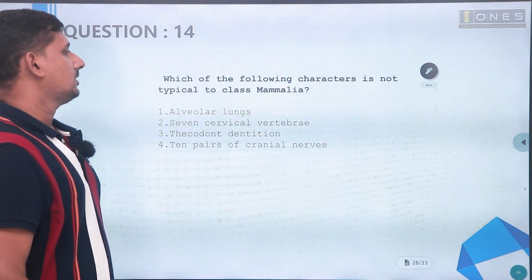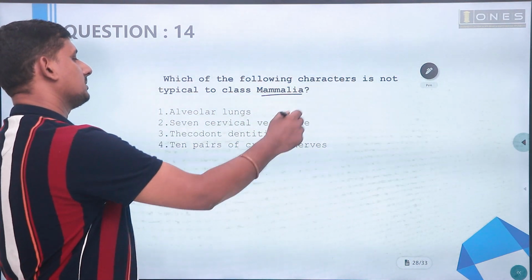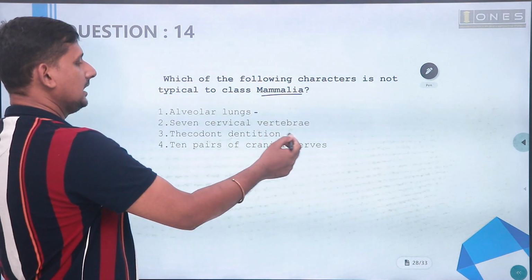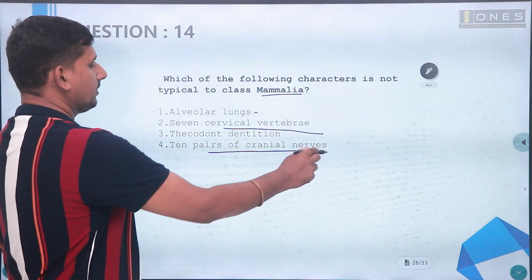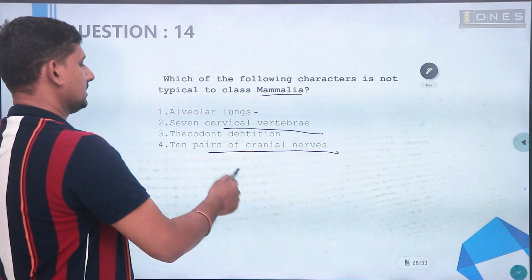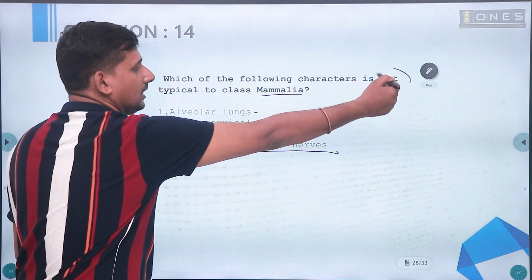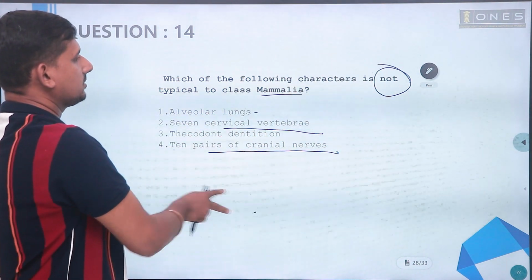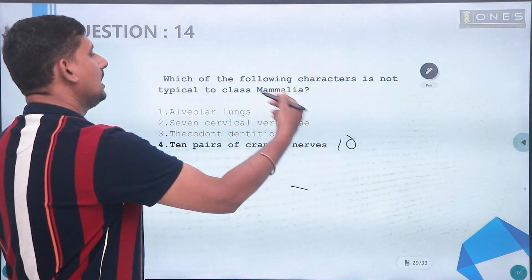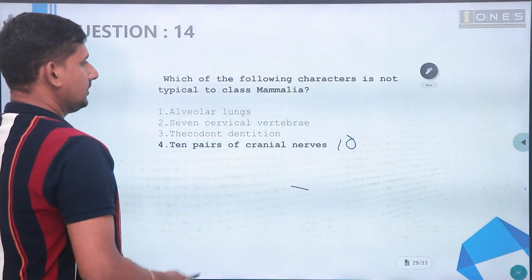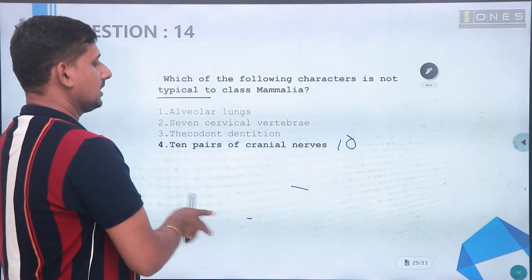The next question is which of the following characters is not typical to class mammal? Options: alveolar lungs, 7 cervical vertebrae, thecodont dentition, 10 pairs of cranial nerves. So the right answer is 10 pairs of cranial nerves, which is not typical to class mammalia.